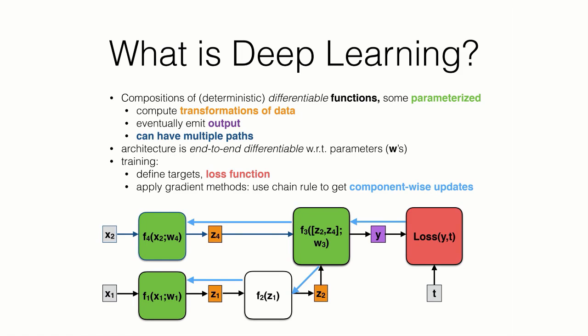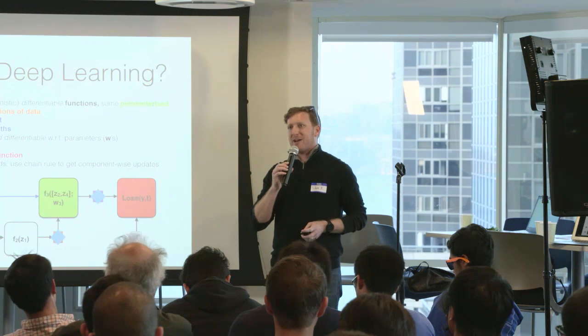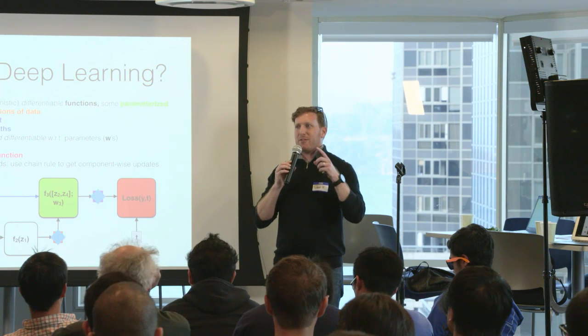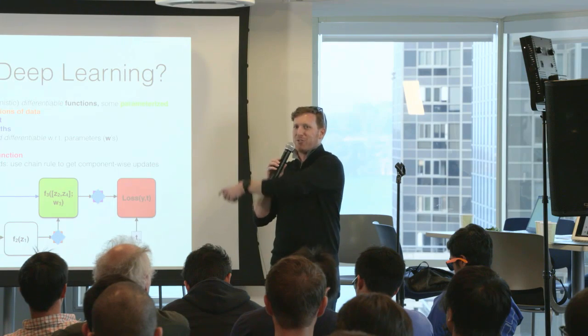And of course, we train by applying gradient methods. We use the chain rule. We take derivatives. If you remember the chain rule from your calculus class, basically the derivative of a function with respect to something ends up being the derivative of the first function, and you end up with a product of a bunch of derivatives.